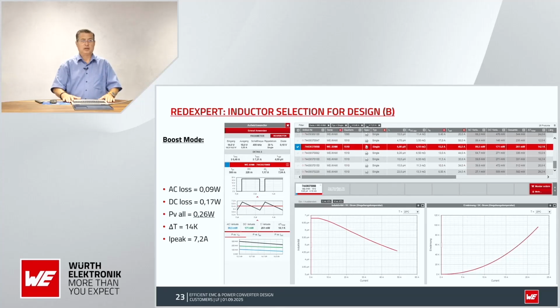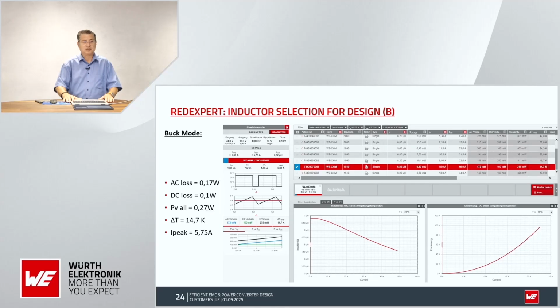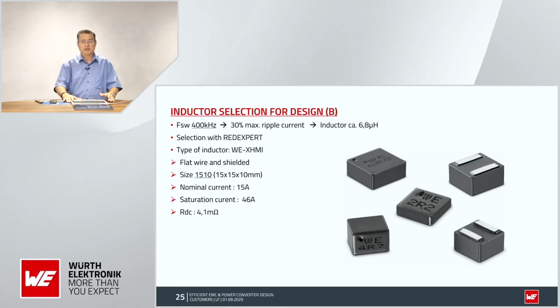Again, I will calculate with the Red Expert the 400 kilohertz inductance. It will be 6.8 microhenry, 14 Kelvin in boost mode self-heating, 14.7 self-heating in buck mode. I will choose in the same family. It will be the same XHMI, it will be 4.1 milliohm. This resistance, because the package is now 15 by 15 instead of 10 by 10. It's still excellent in my decision.